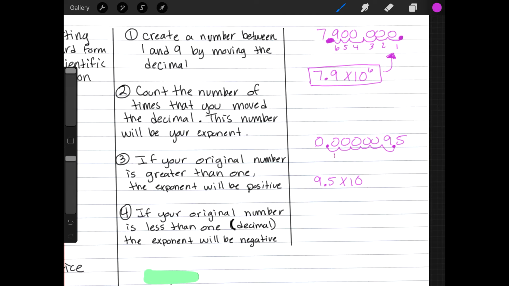decimal. We moved it 1, 2, 3, 4, 5, 6. We also moved it 6, but our original number was less than 1. It was a decimal, right? So it's not going to be positive 6, it's going to be negative 6. Okay, so it's going to be 9.5 times 10 to the negative 6.